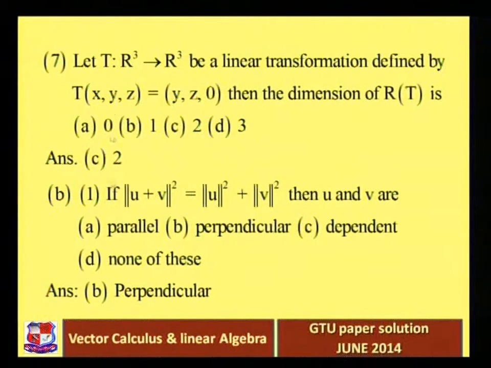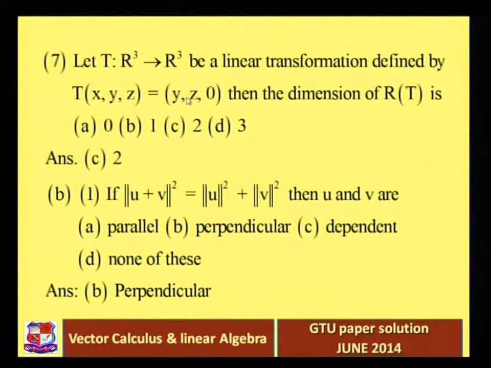Next, question 7. Let T from R3 to R3 be a linear transformation defined by T of (x, y, z) is equal to (y, z, 0). Then the dimension of the range of T is 0, 1, 2 or 3, right? The choices are 0, 1, 2 and 3. The correct answer is 2. Why is the correct answer 2?